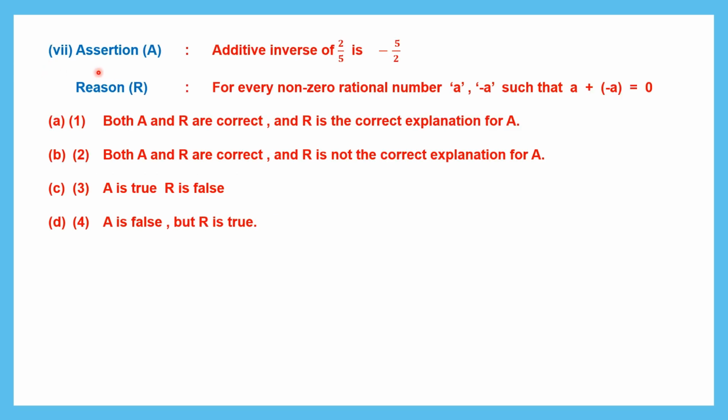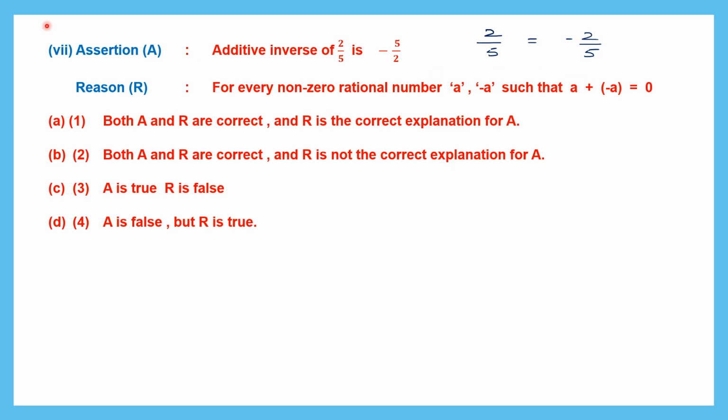Question 7. Assertion A says additive inverse of 2 by 5 is minus 5 by 2. Now, what is an additive inverse? The negative of any rational number is called the additive inverse. In this case, 2 by 5 is the rational number, isn't it? So, what is the negative of 2 by 5? Minus 2 by 5. So, the additive inverse of 2 by 5 is minus 2 by 5.